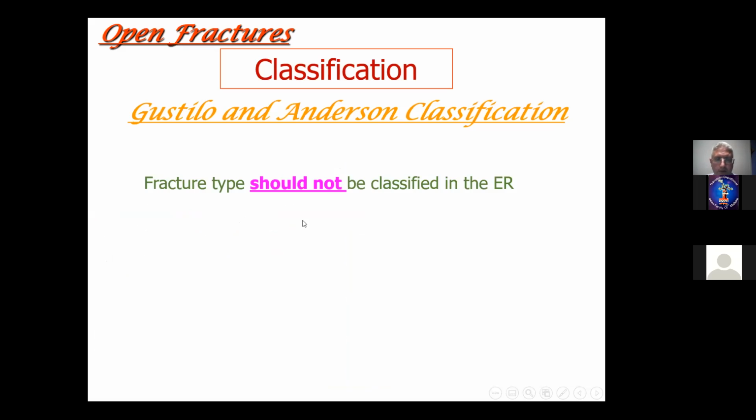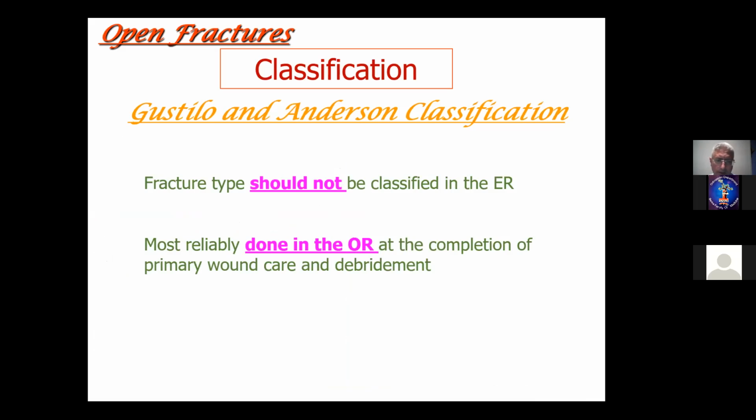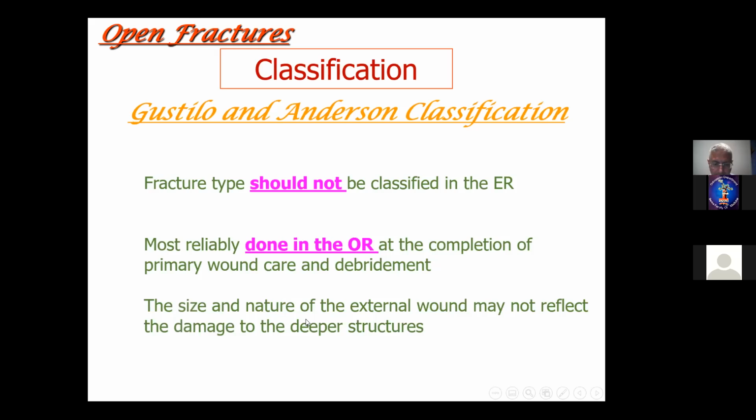So the fracture type should not be classified in the ER. This is a mistake. Most reliably, it's done in the OR, in the operating room, at the completion of the primary wound care and debridement, irrespective of the size. Occasionally, the size of the wound is small, but there's severe injury deep down. So the size and nature of the external wound may not reflect the damage to the deeper structures.